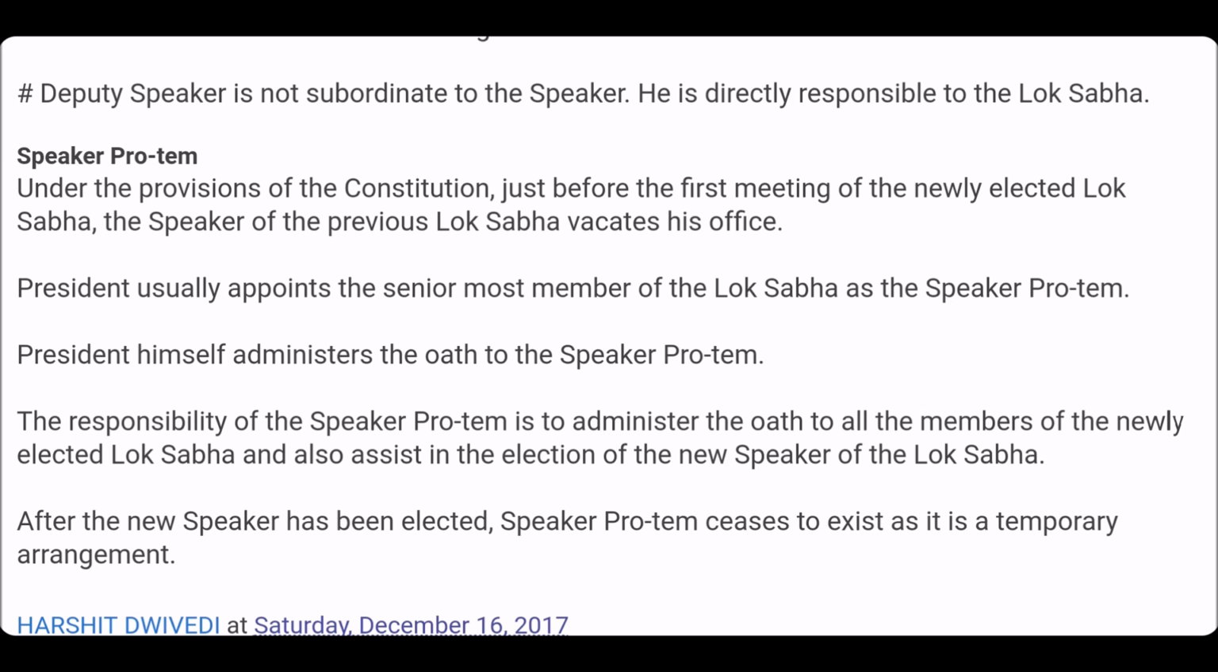Now when the old Speaker has vacated his position, the President usually appoints the senior most member of the newly elected Lok Sabha as the Speaker pro tem. It is a temporary measure. The oath to the Speaker pro tem is administered by the President himself. The responsibility of the Speaker pro tem is to administer the oath to all the members of the newly elected Lok Sabha, and he also assists in the election of the new Speaker of the Lok Sabha. As soon as the new Speaker has been elected, the office of Speaker pro tem ceases to exist, as it was a temporary arrangement.